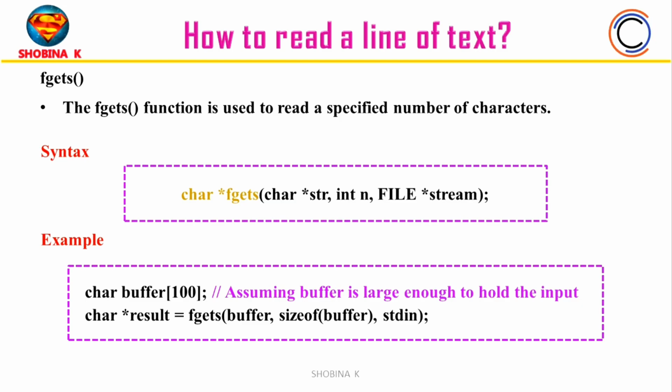So which is the size of the buffer? It ensures that the fgets function does not read more characters than the buffer can hold. stdin is the input stream from which to read the line of text. In this case, stdin represents the standard input stream, usually the keyboard. So when you call the fgets function with these parameters, it will return a pointer to the buffer containing the string read from the input stream. The char asterisk before the fgets function indicates that the function returns a pointer to a character.